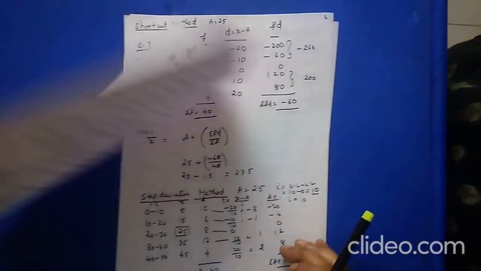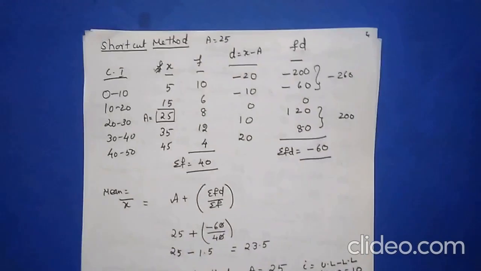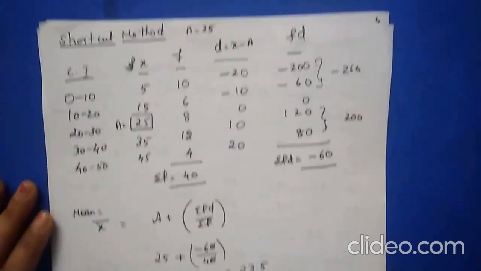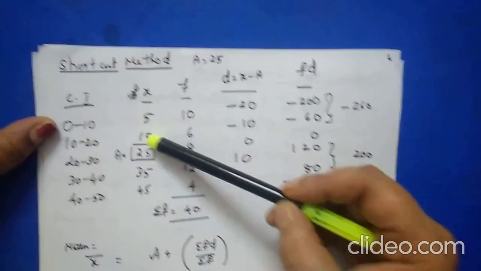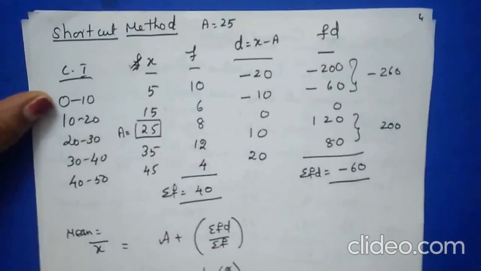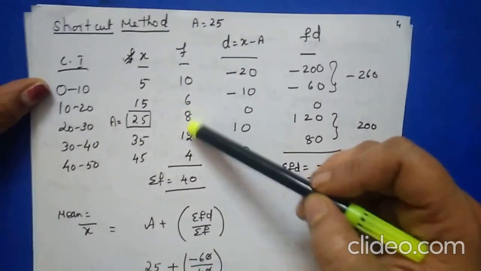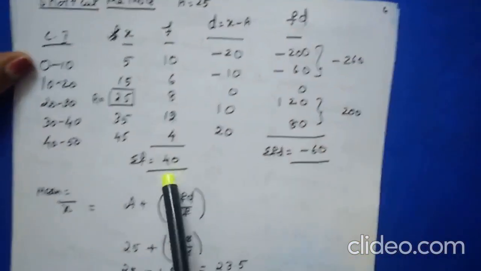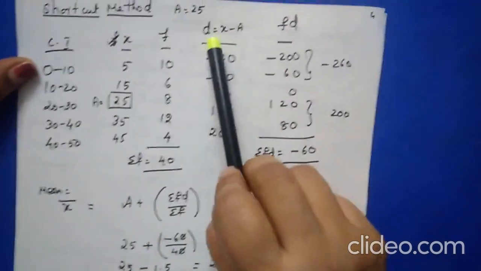Now the same question I am going to use for the shortcut method. Now you know the formula for shortcut and step deviation. Now the same procedure, you find the mid value. 5, 15, 25, 35, 45 are the mid values. Frequencies are given, 10, 6, 8, 12, 4. Sigma f you find out, 40. Now d is equal to x minus A.